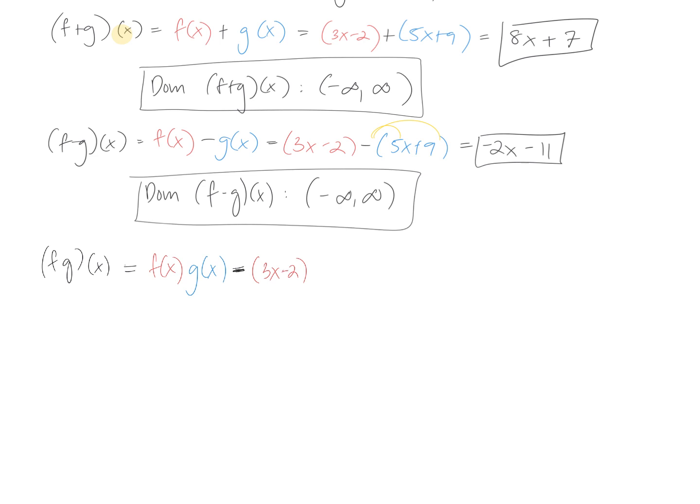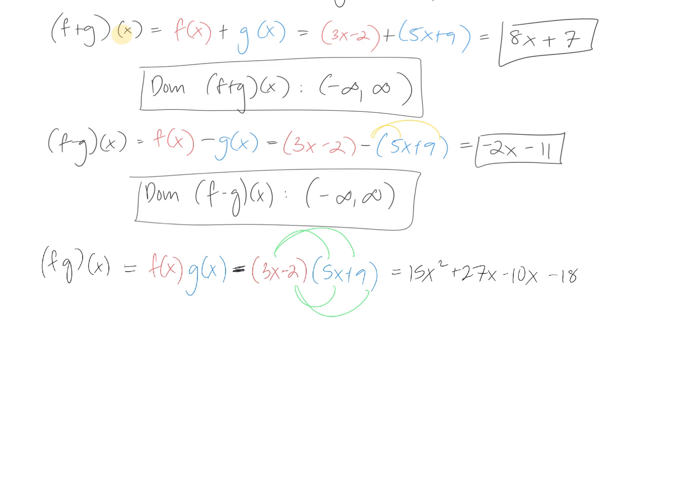Let me make that equal sign a little more noticeable. 3x minus 2 times 5x plus 9. What do we do for this? Again, we're just going to do FOIL. So if we multiply the first, that's going to be 15x squared. First to outside, 3x times 9, that's going to be plus 27x. Inside, -2 times 5x, so -10x. And then the last ones, -2 times 9, minus 18.